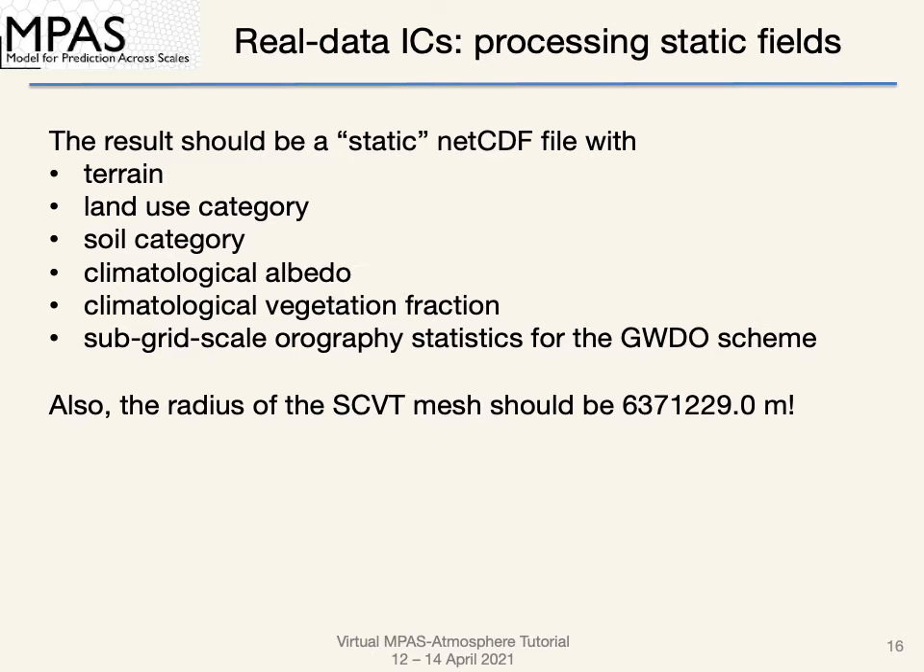So on most systems, this means that if you're willing to run the program interactively, you can just say ./init_atmosphere_model and it will run. The static processing takes about 45 minutes, but the result should be this static.nc file. It's also worth pointing out that the input mesh at this stage is a unit radius sphere, and the output of this first static pre-processing step should be an SCVT mesh with a sphere radius of 6,371.229 kilometers.